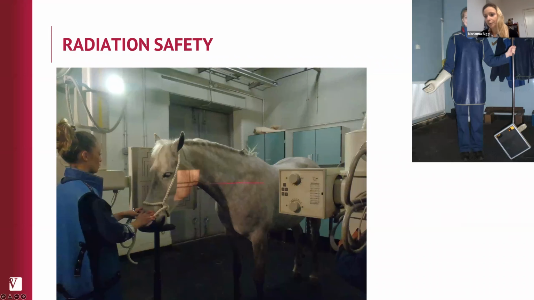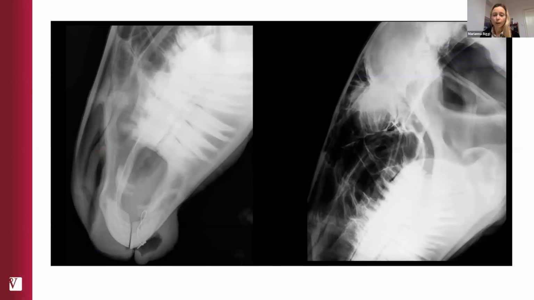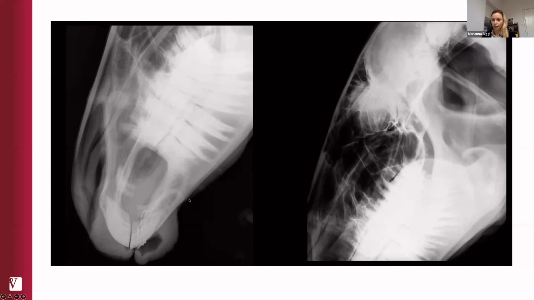If the handler needs to hold the nose of the horse to keep it in position, then you will have to have gloves on, because their hands are quite close to the primary beam. But I usually try to ask the handler to step away from the horse when the exposure is taken. As I said before, you can't really take the entirety of the head in one single projection unless you have a very small horse. So you need to choose which area to take.